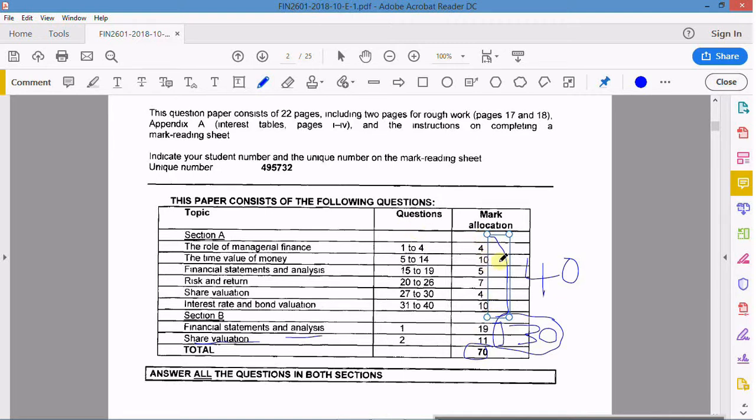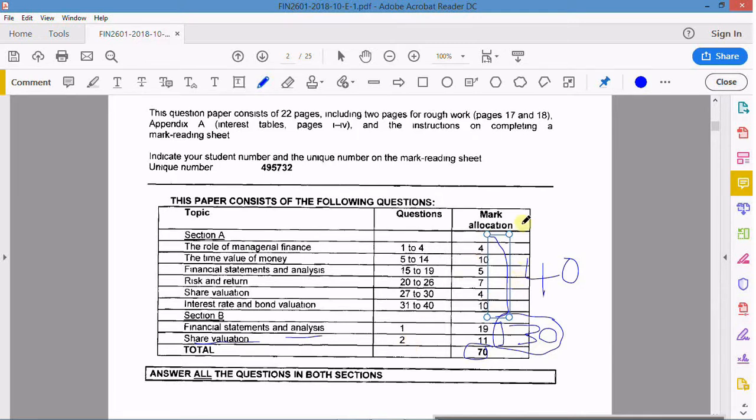So just plan and manage your time appropriately in the exam, because you don't want to use all the time and then not have time to do the easier questions. Because these actually aren't that bad. You'll see 19 marks, 11 marks just for doing a few workings. So that's just a little note about time management, exam technique.